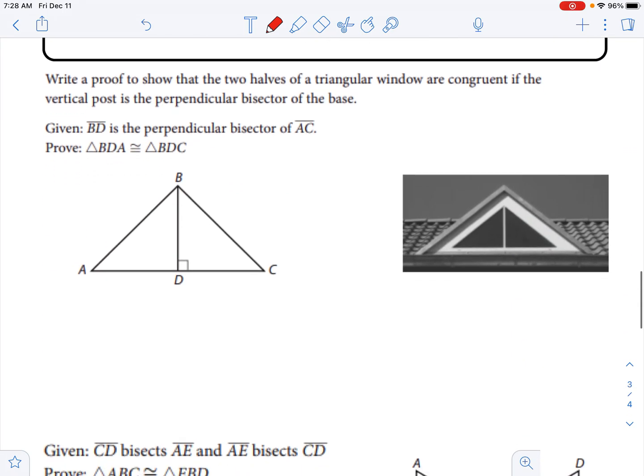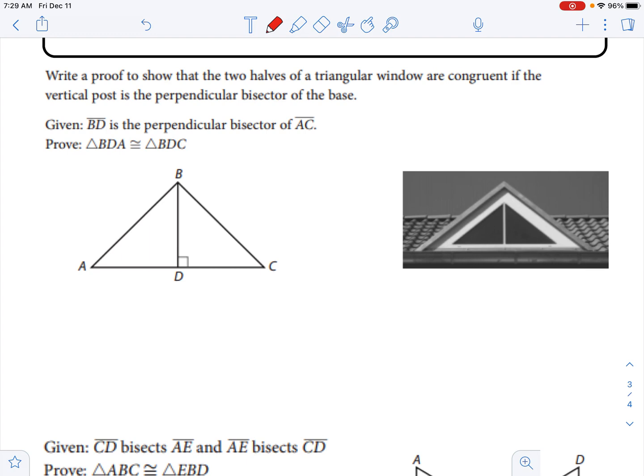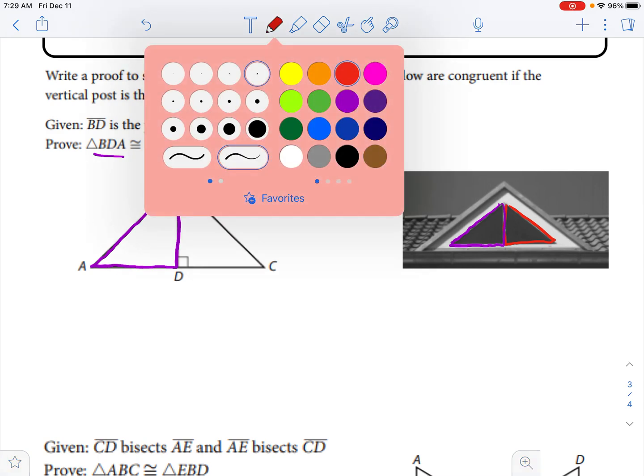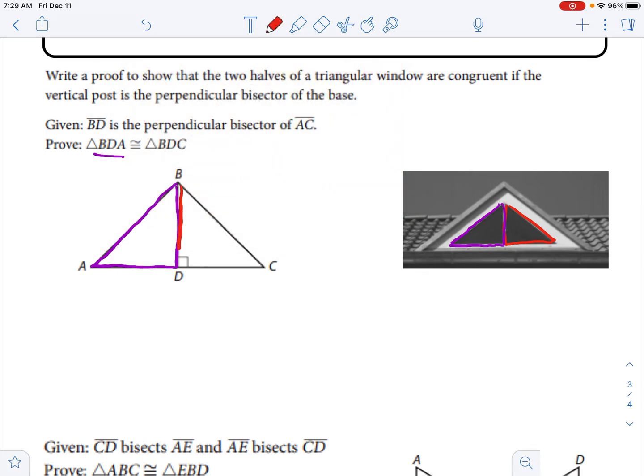Then we want to write a proof to show that the halves of the two triangular windows are congruent. So we want to show that this side over here is congruent to the other side over here. This is what we want to show: BDA, this left-hand side, is congruent to the right-hand side. That's our goal, what we're trying to show, that those two triangles are congruent.